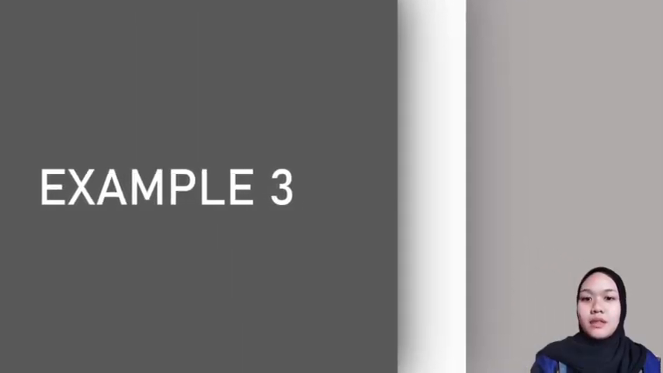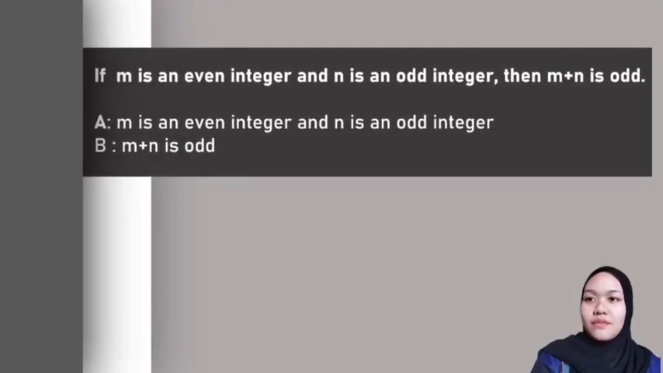For the next example, the question is like this. If m is an even integer and n is an odd integer, then m plus n is odd. So we need to find our A. In order to find A, we need to find the hypothesis from the statement. So our A would be m is an even integer and n is an odd integer. Next, we need to find the B. In order to find B, we need to find the conclusion from the statement. So our B would be m plus n is odd.